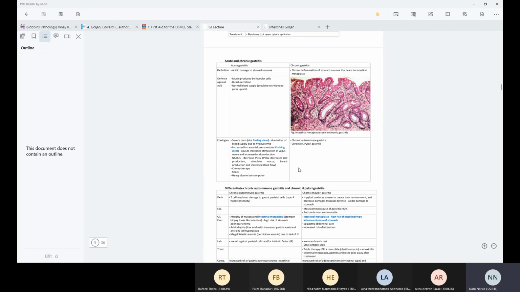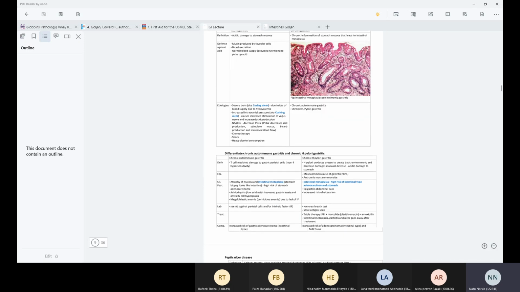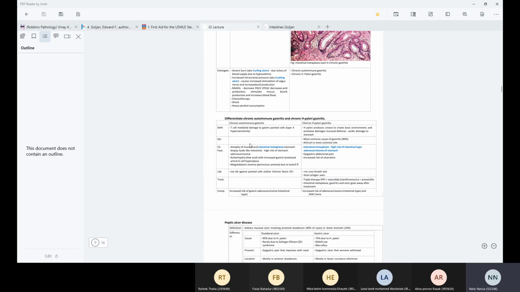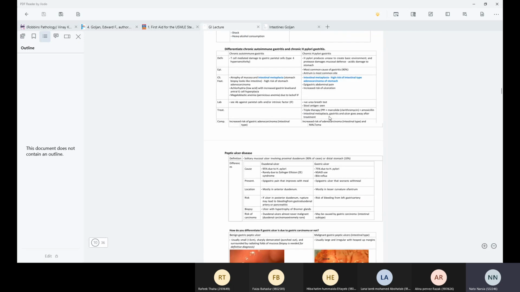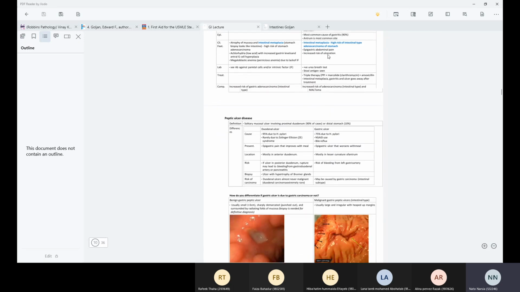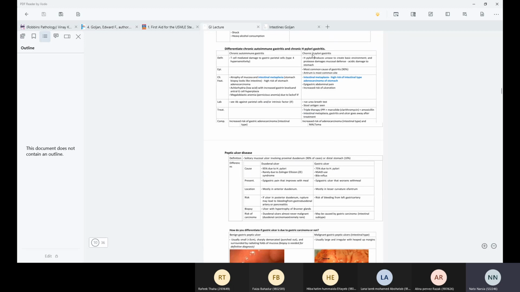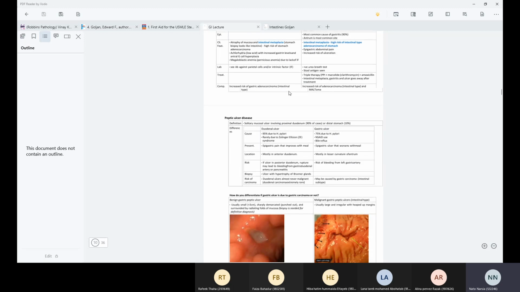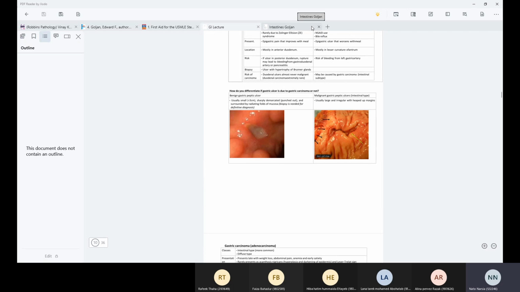You need to compare many things, acute and chronic gastritis. Then in chronic, what is between chronic autoimmune and pyloric gastritis. Chronic pyloric gastritis will lead to peptic ulcer disease. Here, based on location, you have duodenal and gastric. You need to make diagnosis. Then in gastric, it divides into two, malignant and benign. Also, you need to make differential diagnosis.